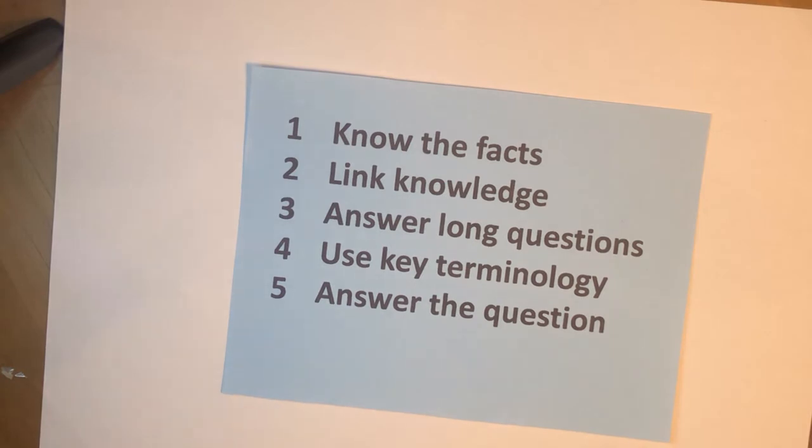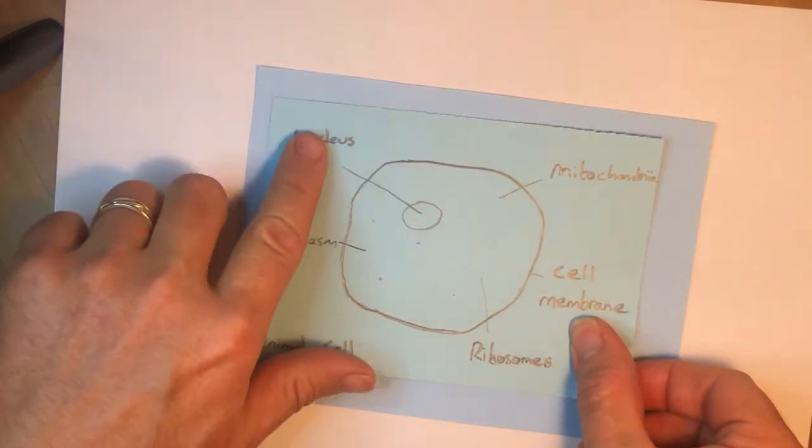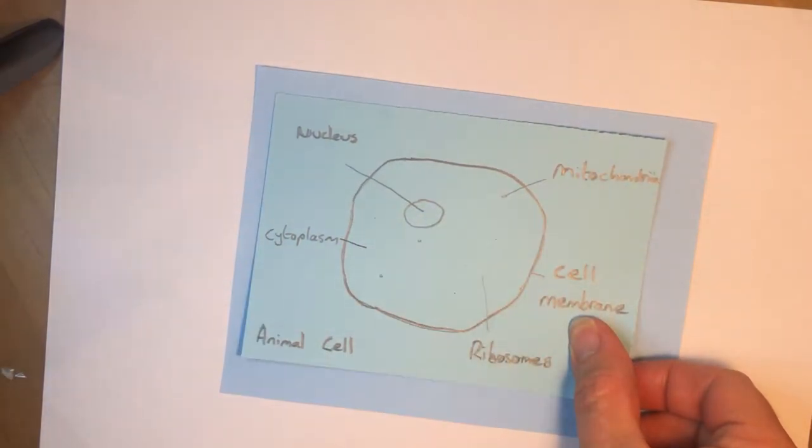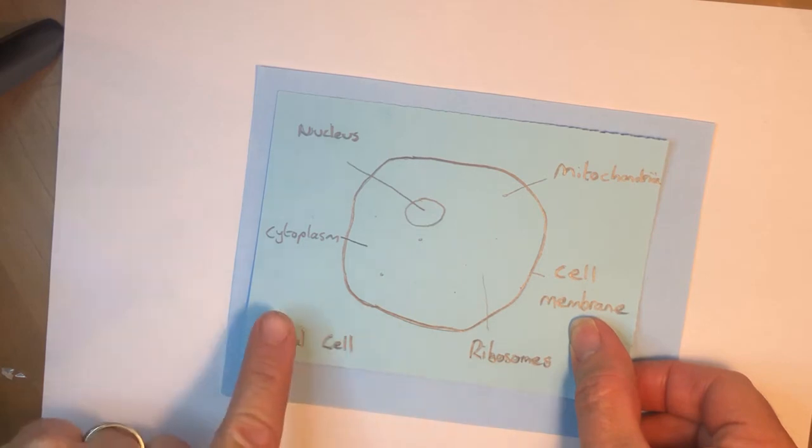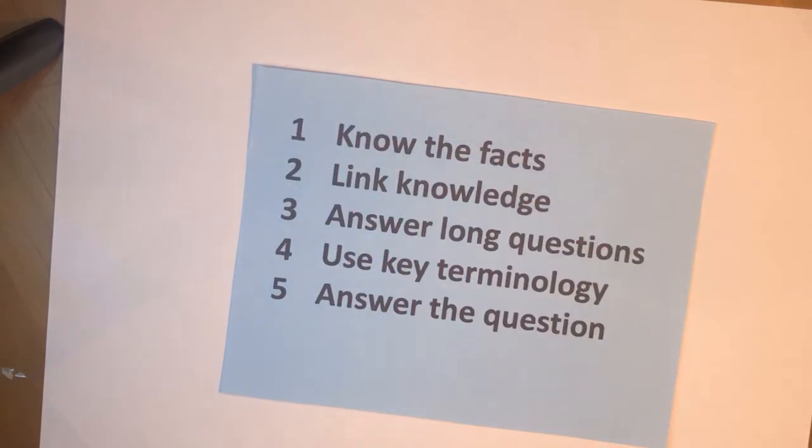Now, if you know the facts, and what I'm talking about here is if I've got an animal cell that looks like that, you've got to know that's the nucleus, that's the mitochondria, that's the cell membrane, then the ribosomes, that's the cytoplasm. You've got to be able to link your knowledge.